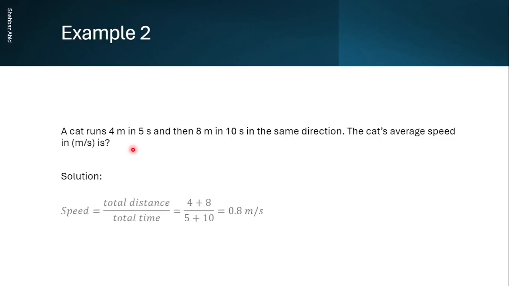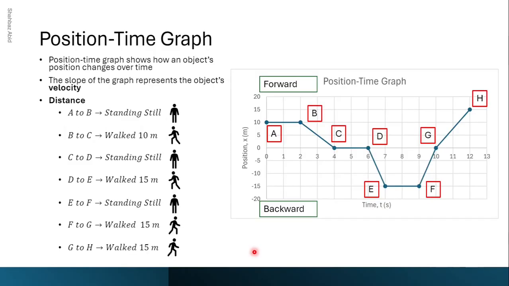So let's see the solution of it. Again, the speed is total distance divided by the total time. So the total distance we have traveled is 4 and 8 meters, so it's going to be 4 plus 8. And total time we have traveled is 5 and 10, so it's going to be added together. So the average speed is going to be equal to 0.8 meter per second.